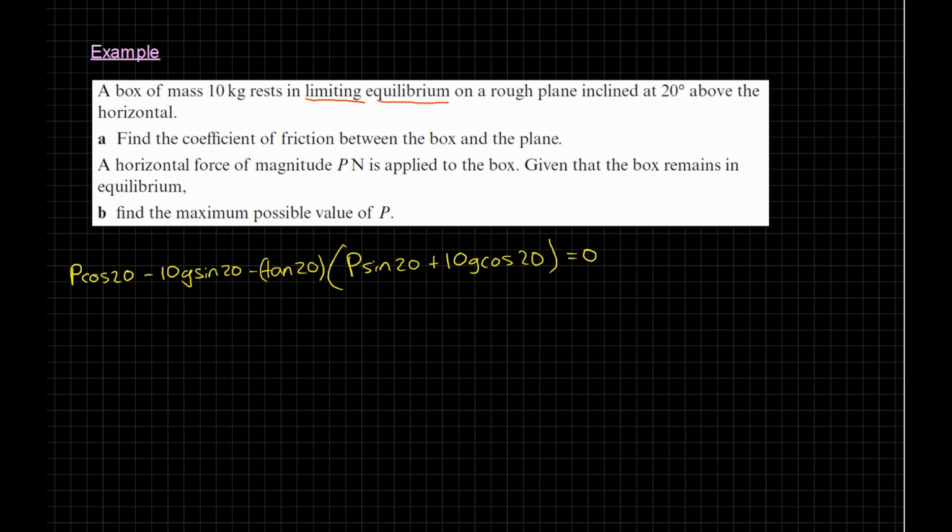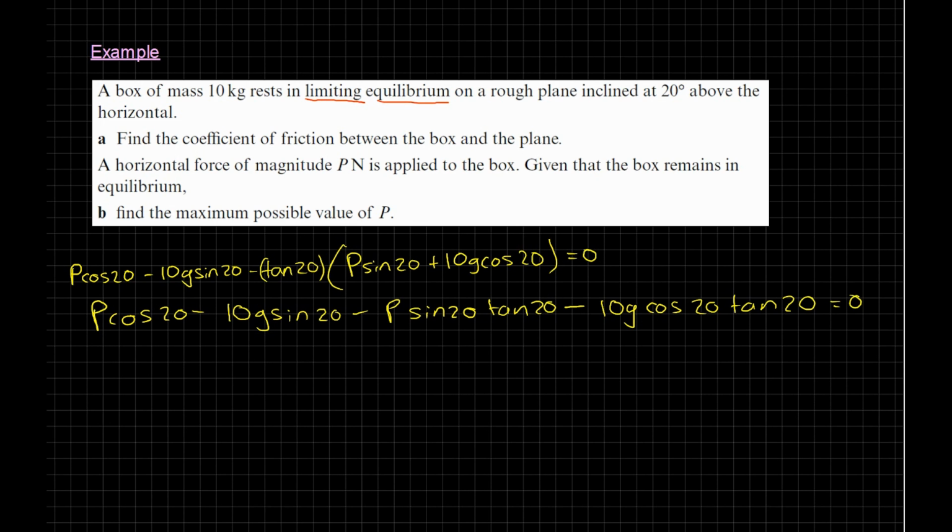So we've got P cos 20 minus 10G sine 20. Multiply out: minus P sine 20 times tan 20, plus 10G, no, not plus, don't rush, minus 10G cos 20 tan 20, equals 0. Quick double check, does that make sense?